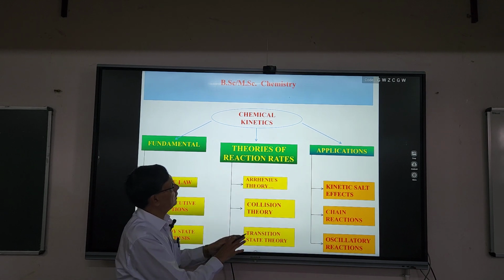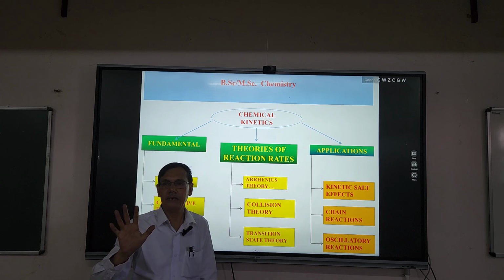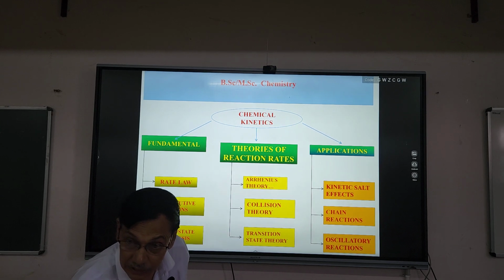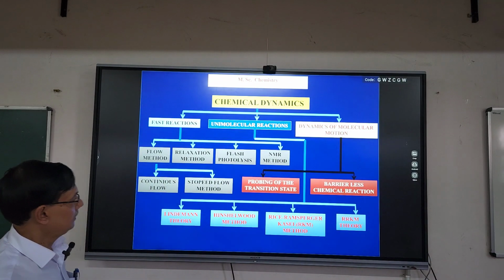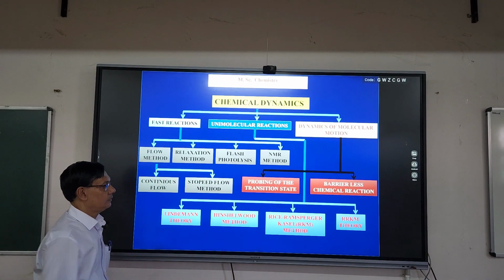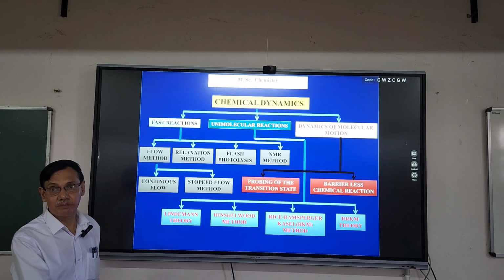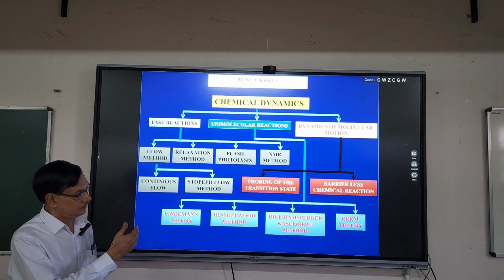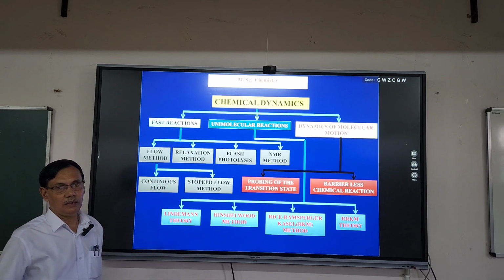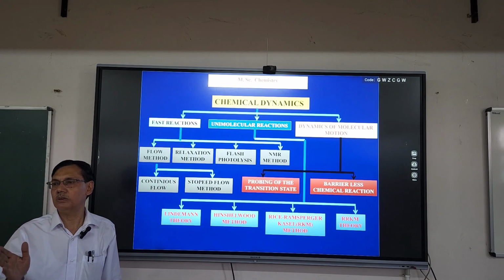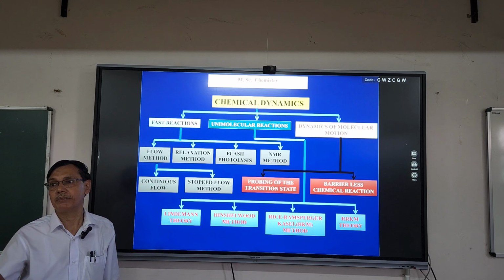Today you will concentrate only on the theories of reaction rate. What is the actual meaning of these theories of the reaction rate? Similarly, when you enter the second semester, because in this semester we will study up to the absolute reaction rate theory, or sometimes it is called the transition state theory.